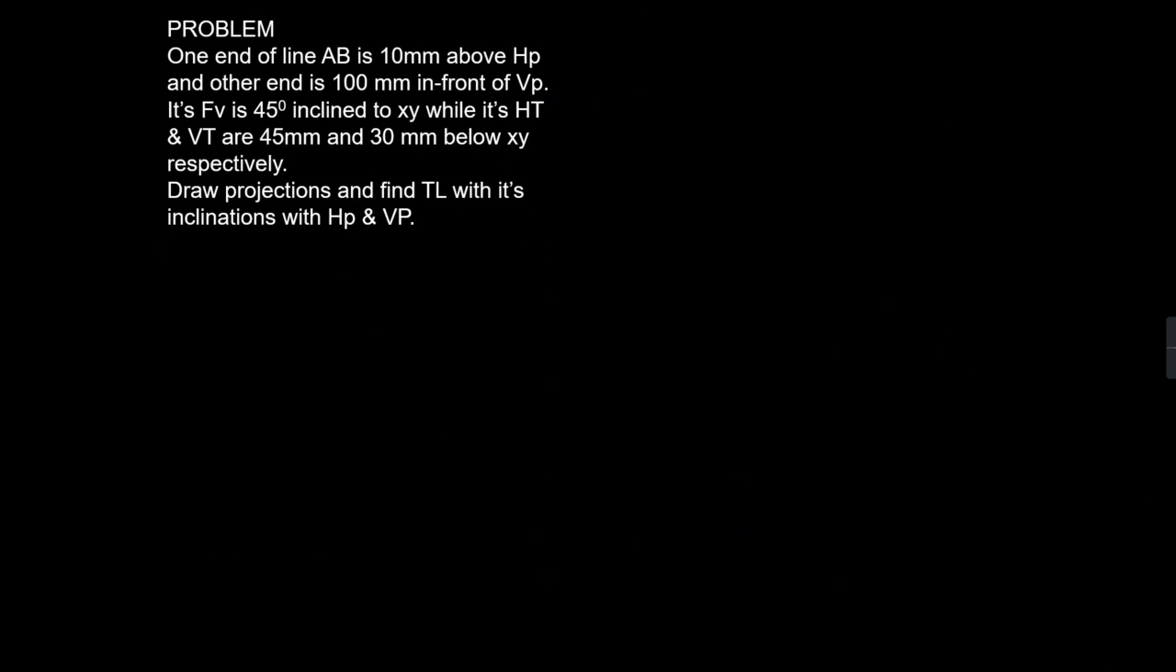So here is another question. One end of a line AB is 10 mm above the HP. The other end is 100 mm in front of VP. So if one end you are considering as A, then A is 10 mm above the HP, and the other end, B, is 100 mm in front of VP. Its front view is 45 degree inclined to the XY line, while its HT and VT are 40 mm and 30 mm below the XY line. And you have to draw the projection and find the true length with its inclination with the HP and VP.